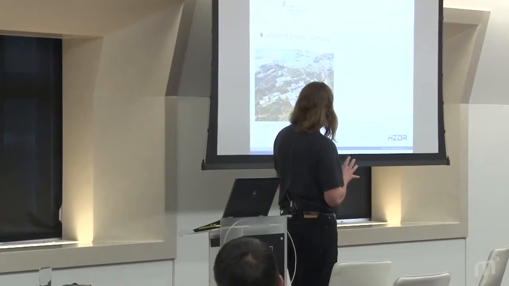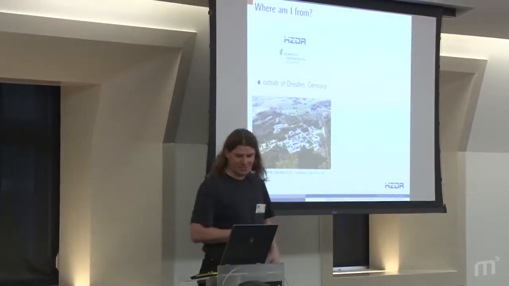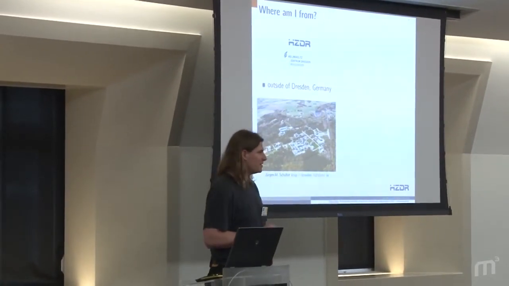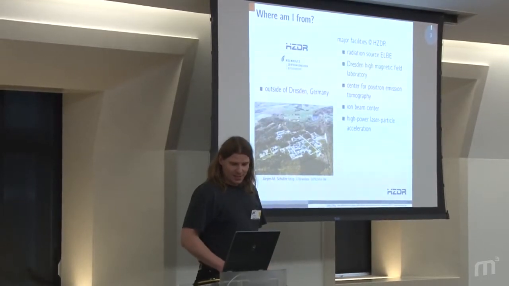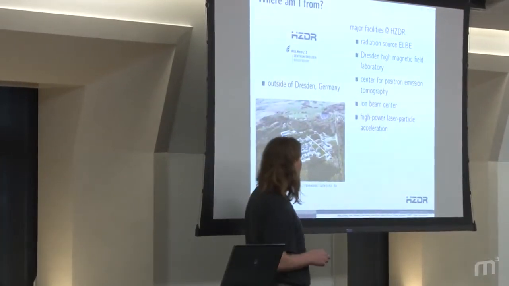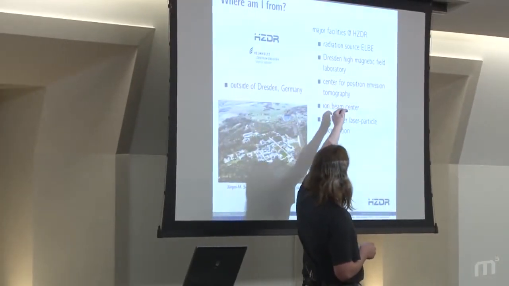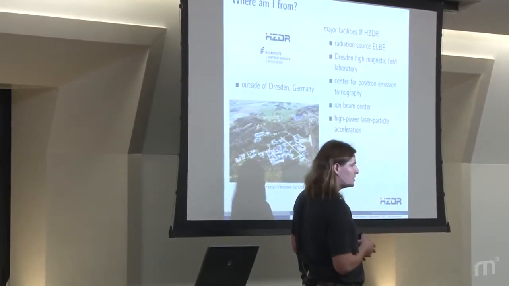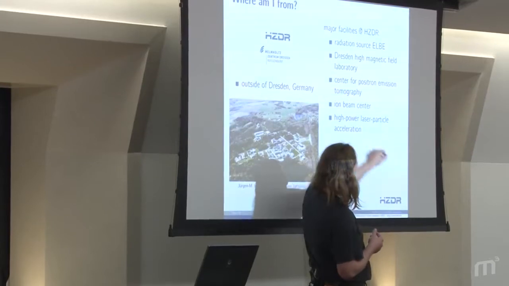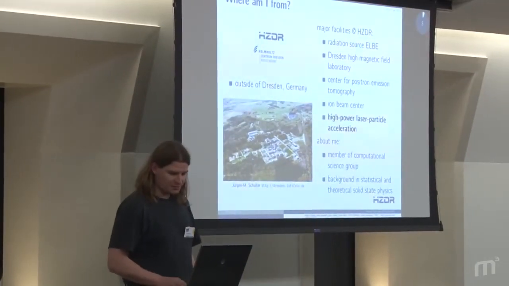I first want to give you a small introduction on where I'm from. Basically here from the forest. There's a research center slightly outside of Dresden, and as is usual, large research centers are in the forest outside of the cities. We have some major facilities like large radiation sources, a high magnetic field laboratory, and ion beam centers where they work with ion beam material modification, and of course high power accelerators, which are the focus of this talk.